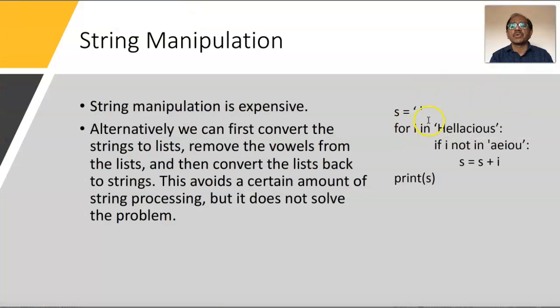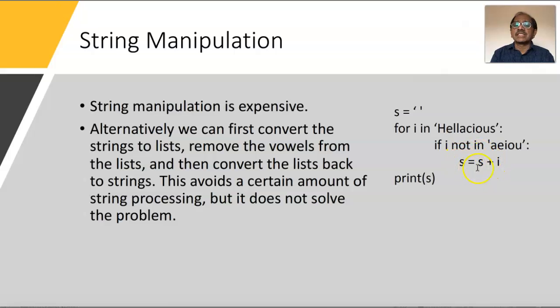Let's look at a small program. Here is S, which is assigned empty. For i in "hellacious", if i not in "aiou", S equals S plus i. Print S. It's a very simple program, but what it does is we are searching for vowels in the word hellacious. If the letter is not a vowel, then we are invoking S equals S plus i.